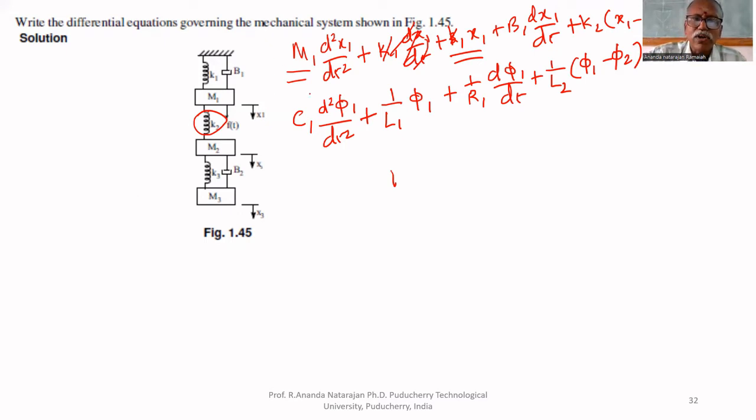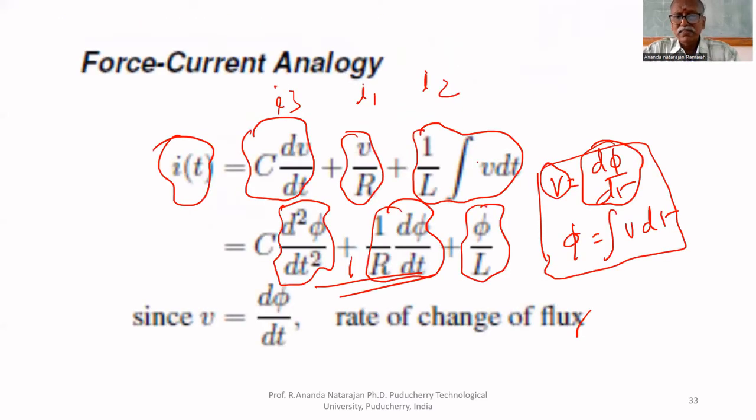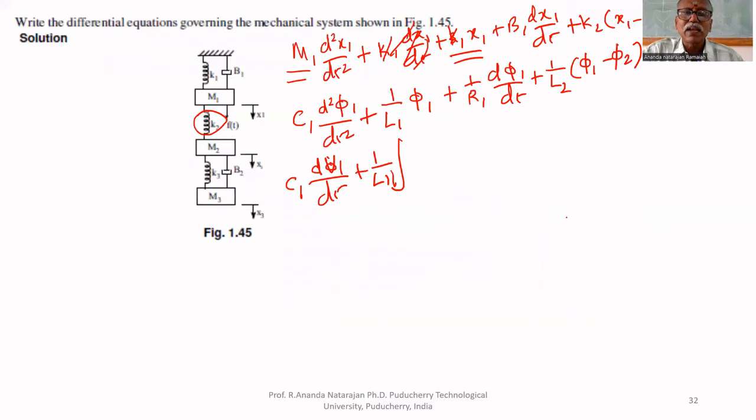Now we have to write in terms of voltage. d phi by dt equal to voltage. Therefore, C1 dV1 by dt plus 1 by L1 phi, where phi equal to the integral of V dt. Therefore, 1 by L1 integral of V1 dt plus V1 by R1 plus 1 by L2 integral of V1 minus V2 dt equal to I of t. We got one equation.